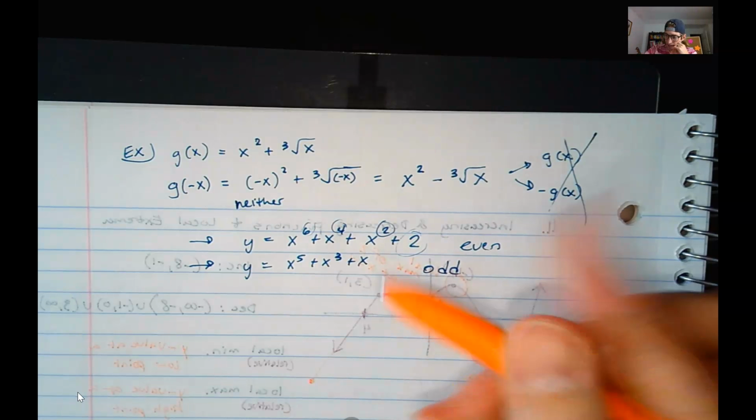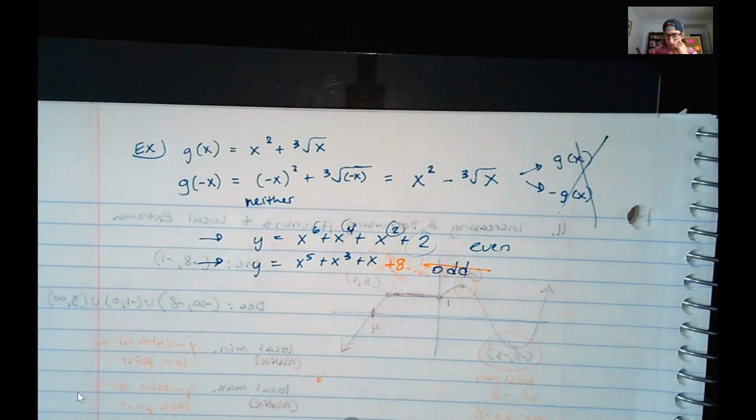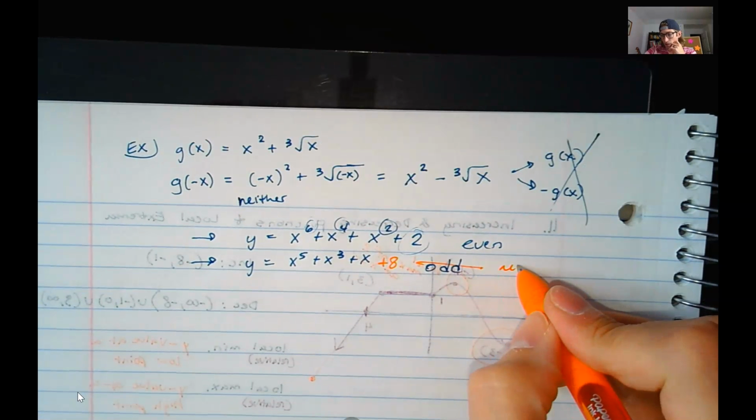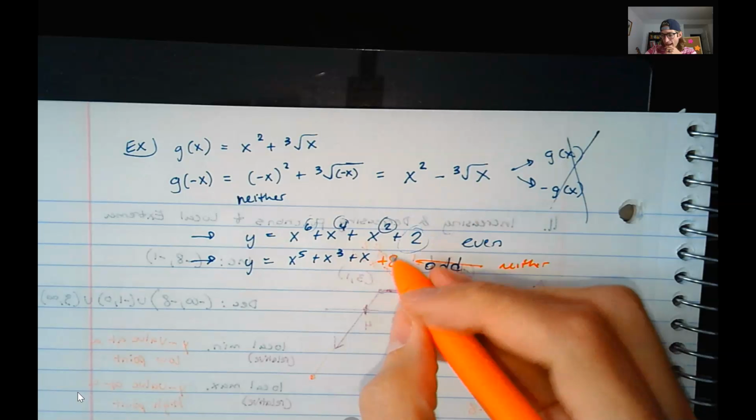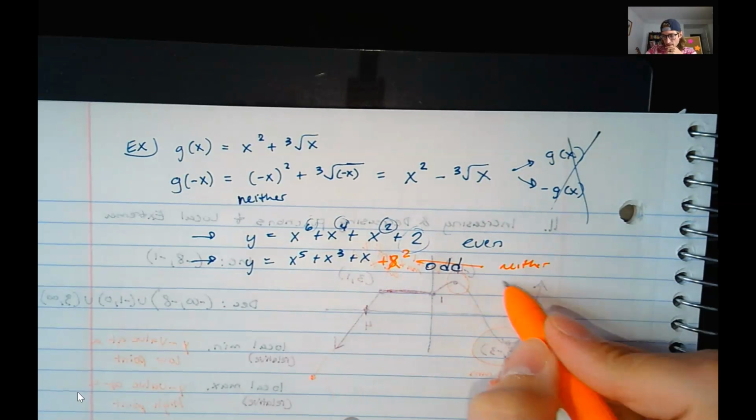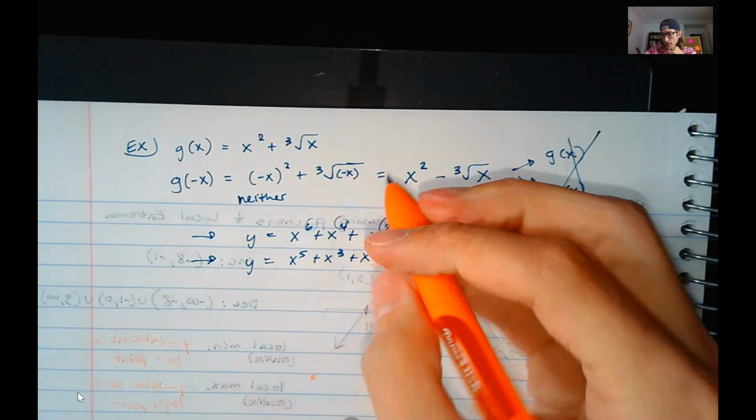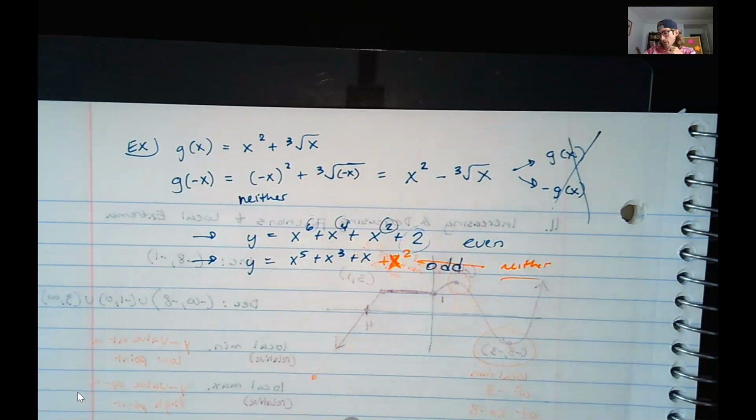The moment I add like a plus 8 to this, it's no longer odd. It'd be neither. Or if I added like an x squared, it's neither, because not everything is odd like that. But those are little hints to make this go faster sometimes for you to notice.